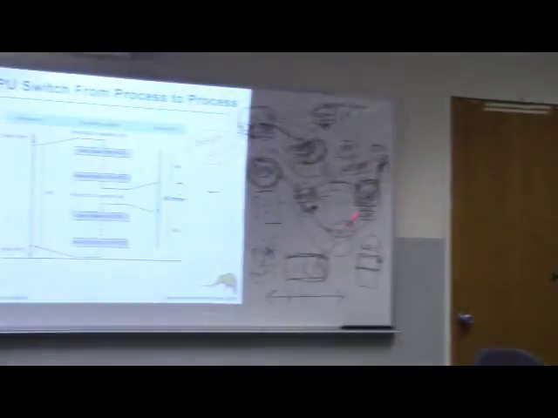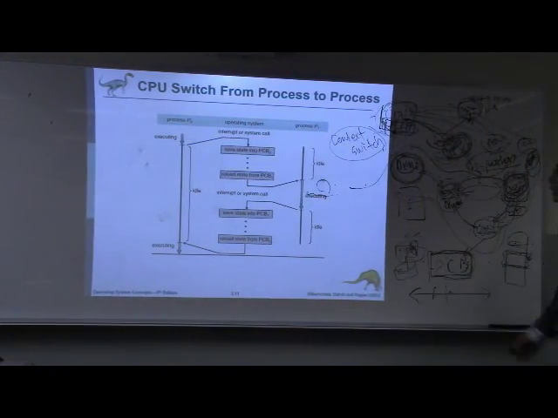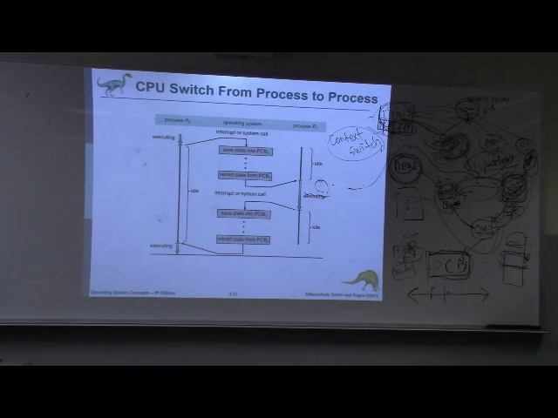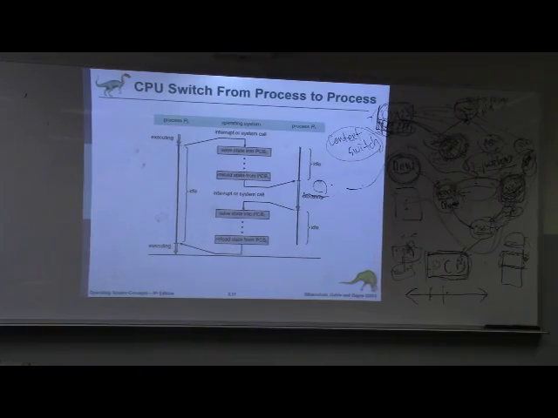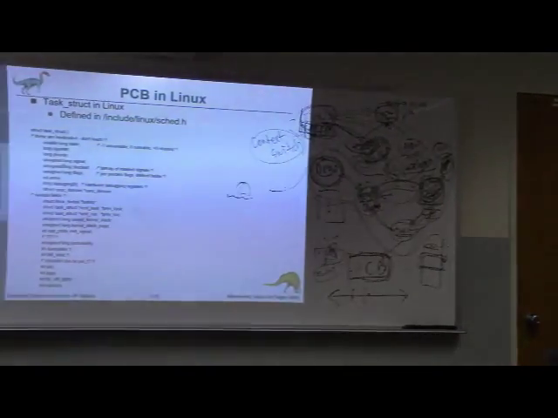Mostly, if you have a lot of context switches, you can increase the degree of multiprogramming. However, your performance will be downgraded. So that is the context switch.